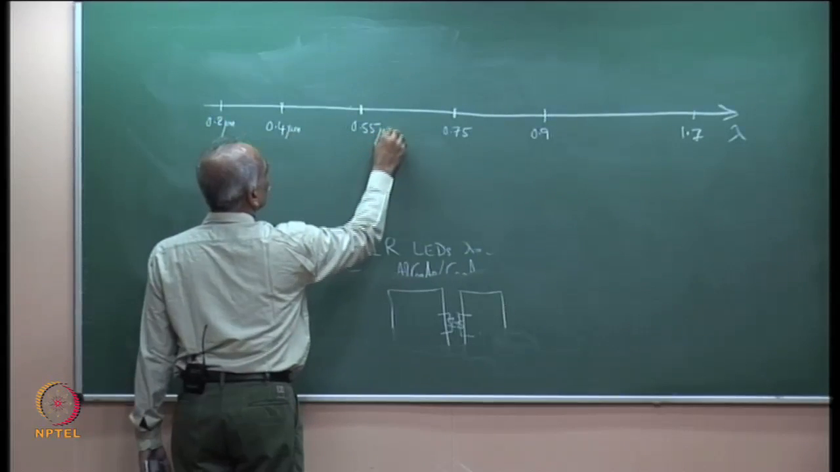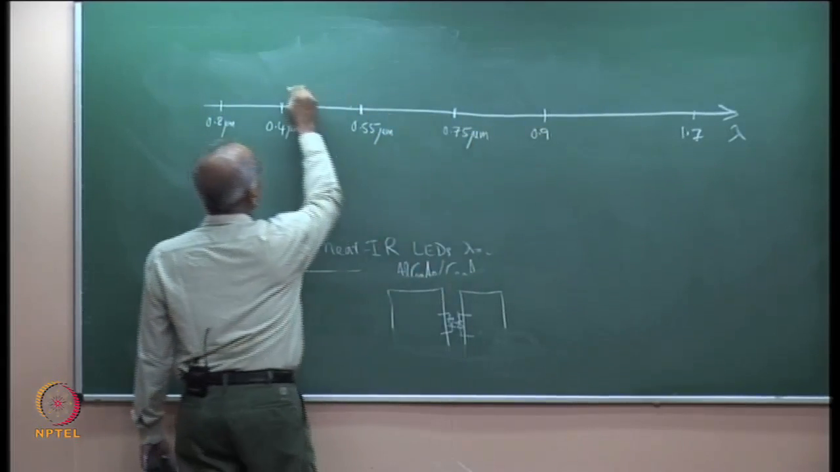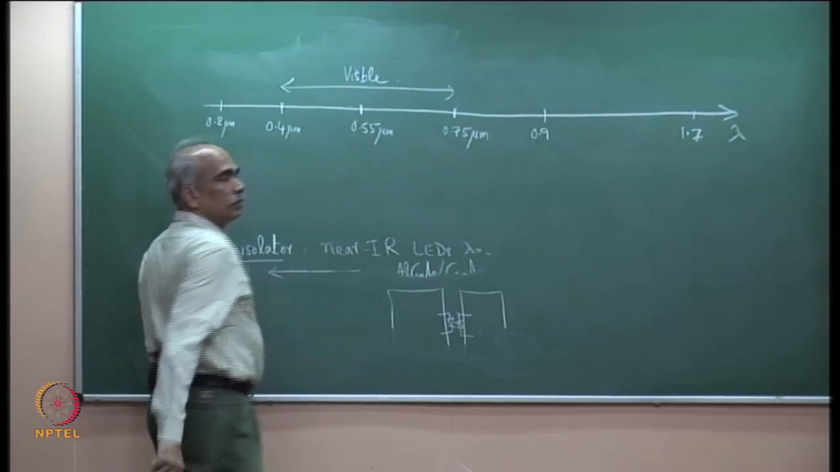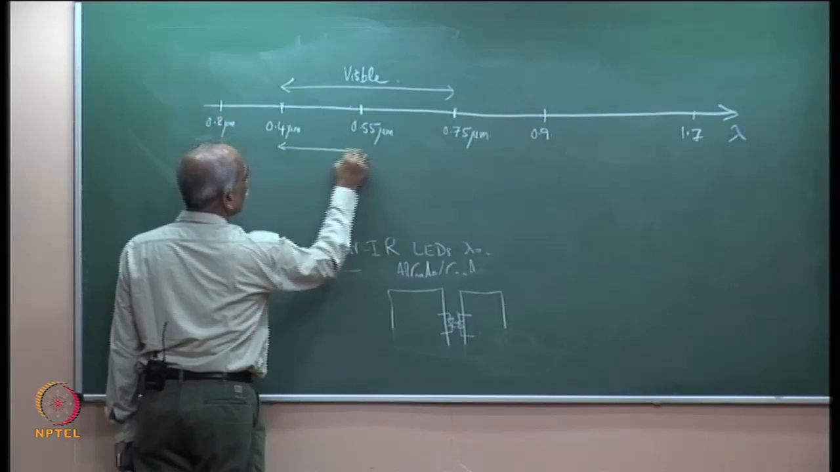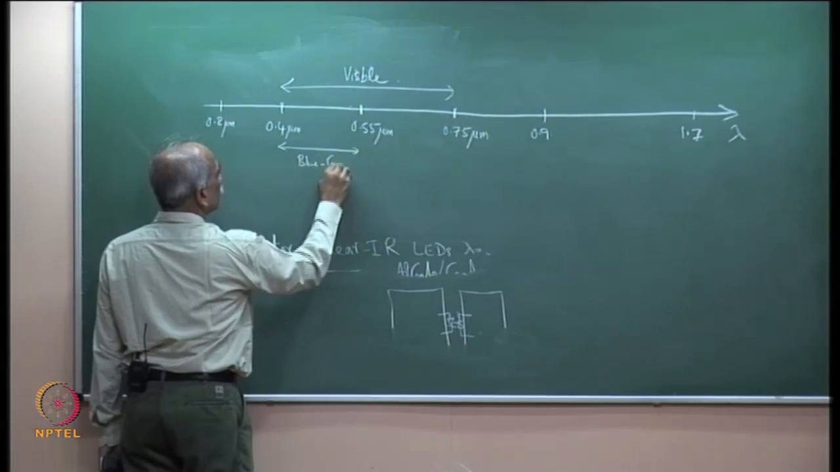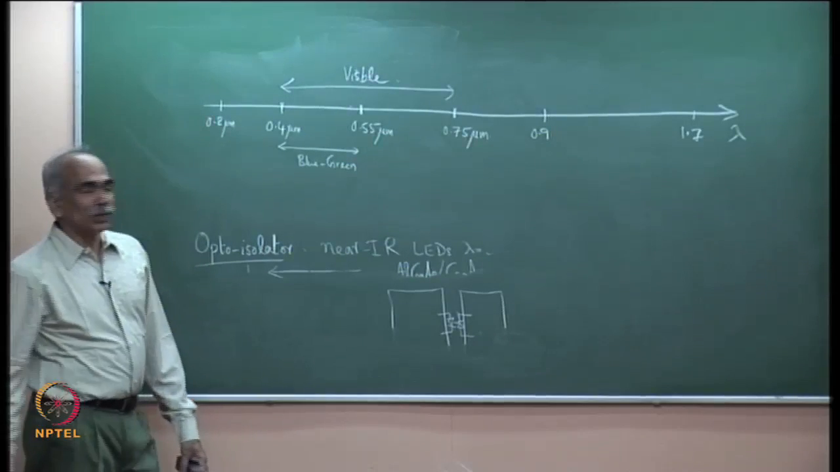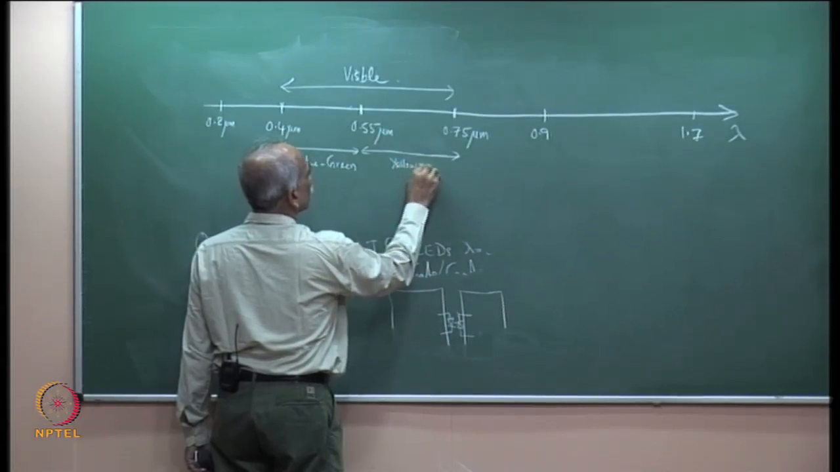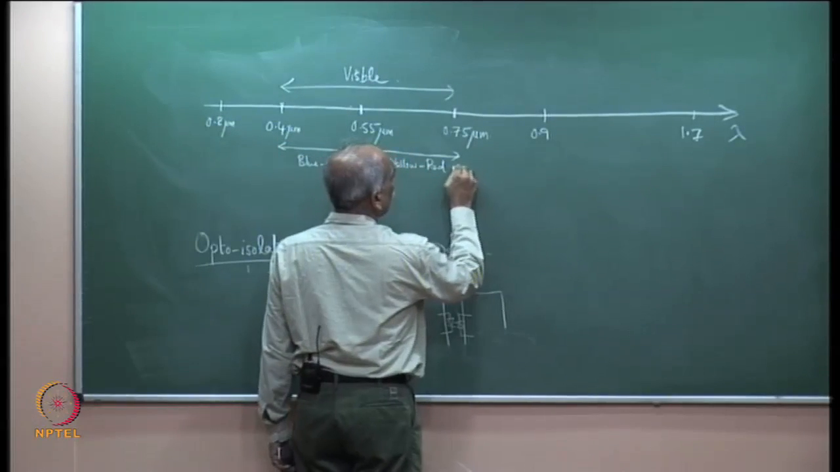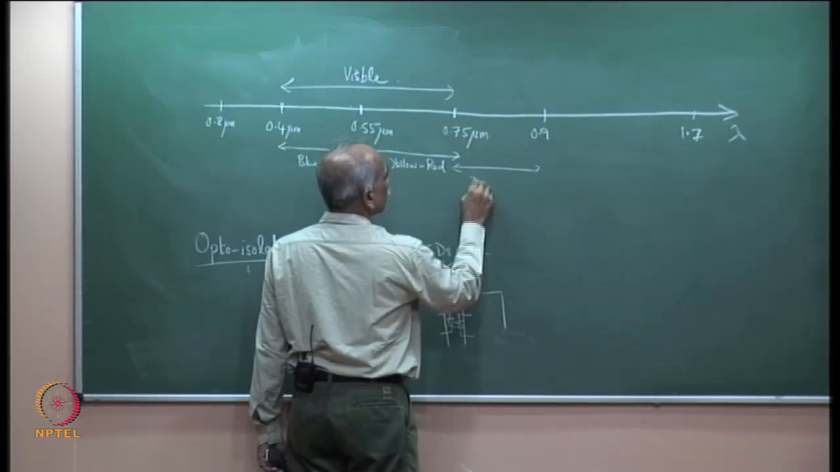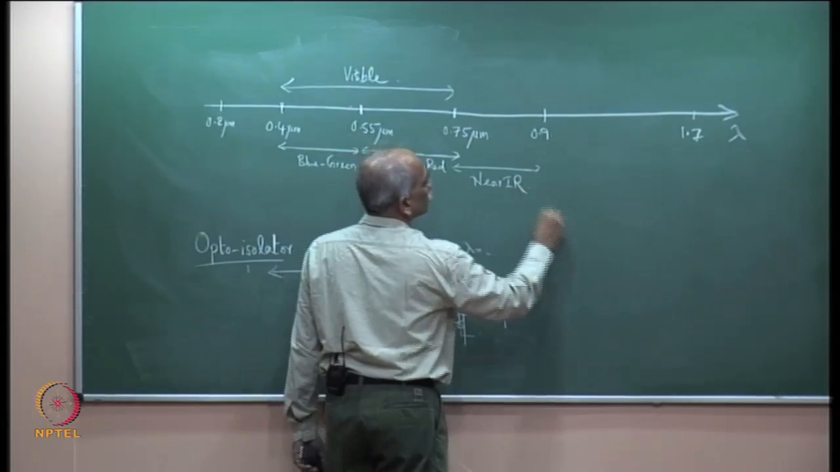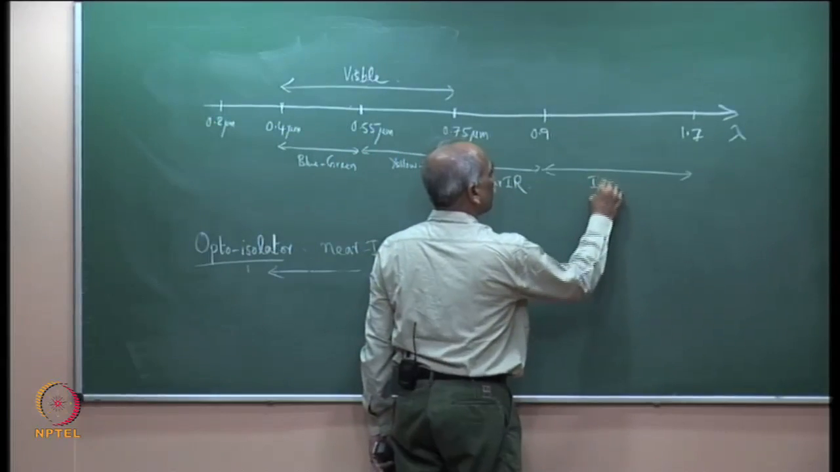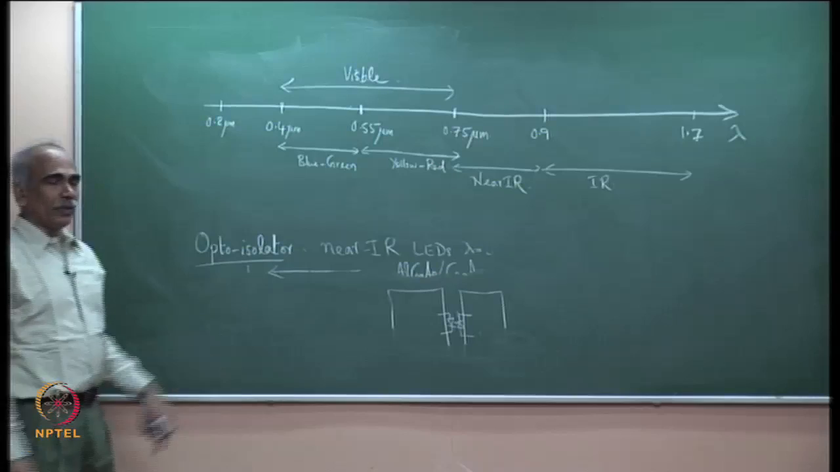What are the materials used in this range? You can see this is our visible region. Visible contains a blue-green region where the materials used are different, and yellow to red. This is the near IR. And this is also near IR, but a little bit away. So let me write this as IR. IR goes much beyond.